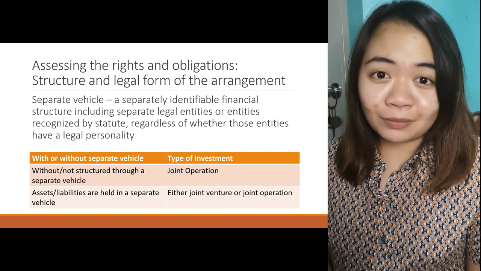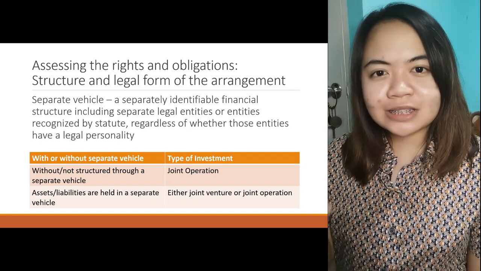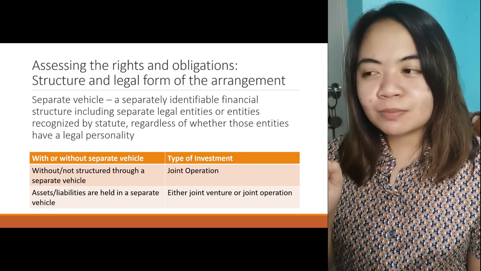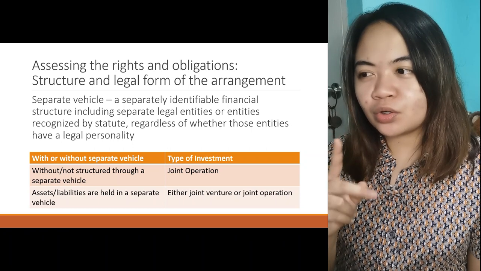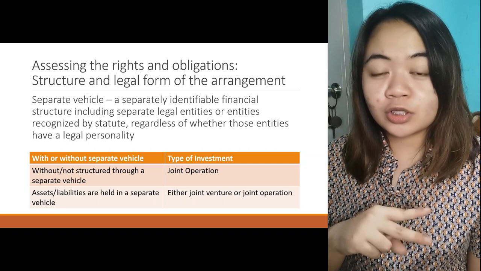But bakit may either? Okay, kasi, di ba sabi nga natin, assessing the rights and obligations, this is a structure and legal form. So, baka kasi, it qualifies pa. So, pwede siyang joint venture or joint operation. Meron siyang separate vehicle. So, pwede siyang joint venture, joint operation.